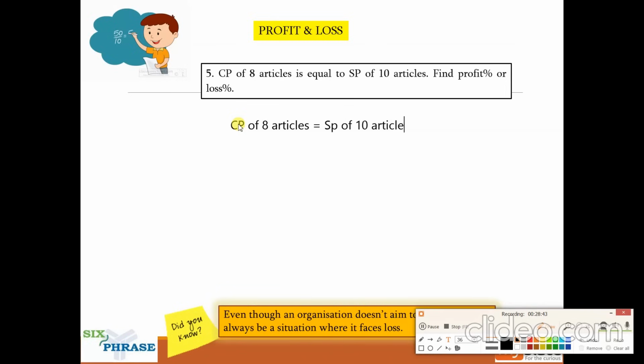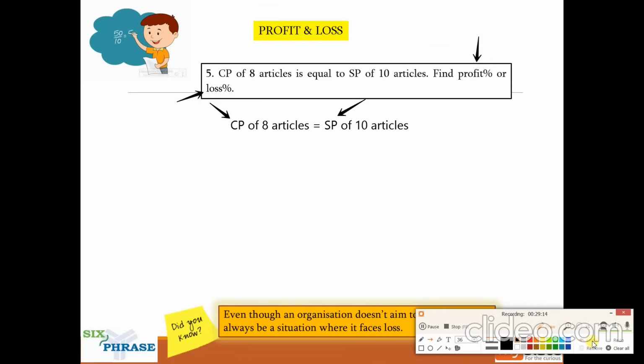10 articles. Now guys, usually when cost price is the same as selling price, what happens? There is no profit and no loss. Here also the cost price is same as the selling price. If you see, look at this. So what does it say? Cost price of 8 articles is equal to selling price of 10 articles. So what does it mean? It means cost price and the selling price are the same. But still they say we have profit percentage or loss percentage.